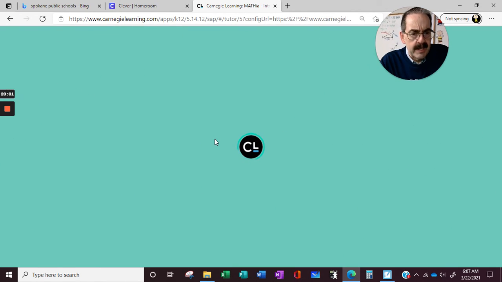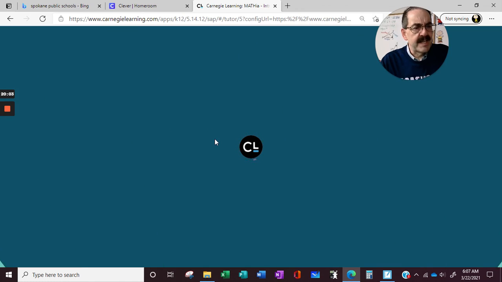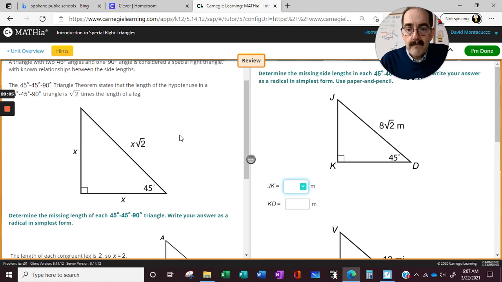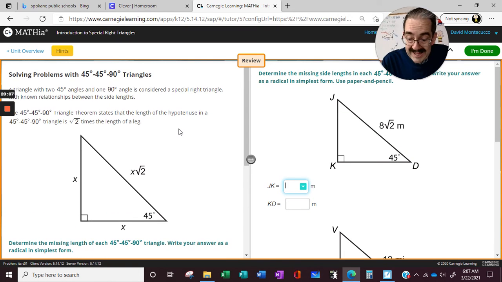All right, so 45, 45, 90 and a 30, 60, 90. Now, on the back wall and on our cheat sheet, we have these rules for special right triangles. When we practice these, all we're doing is trying to avoid having to do the Pythagorean theorem over and over and over. Is there a faster way? Well, it turns out there is.